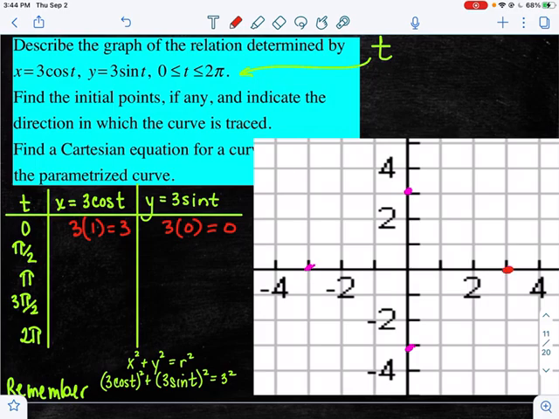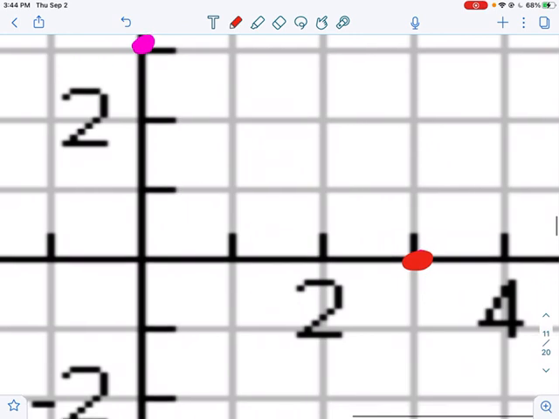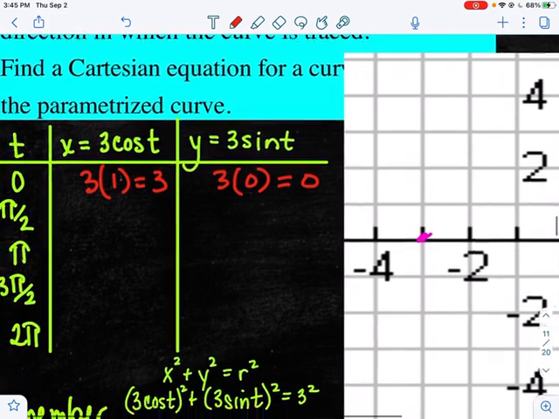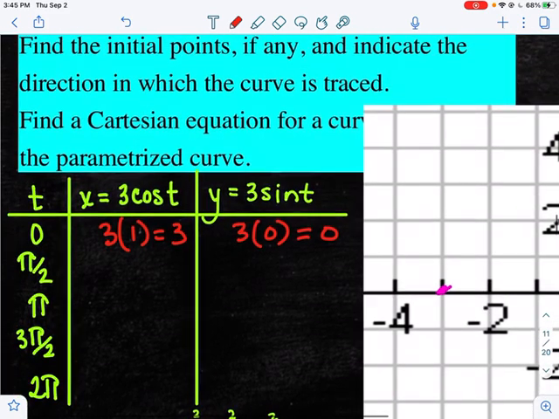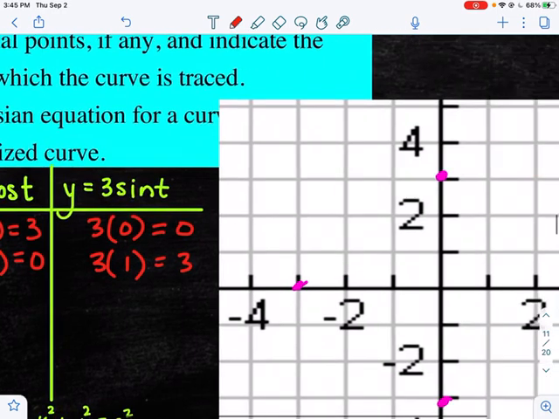Okay, so on the graph, I'm going to write t is equal to 0. At t is equal to 0, this is the start point, and that will be at 3, 0. And that's an x and y coordinate, right? At pi over 2, we're going to get 3 times cosine of pi over 2; cosine of pi over 2 is 0, so this is 0. And then 3 times sine of pi over 2 is 1, so that's 3. So now we have the point 0, 3.